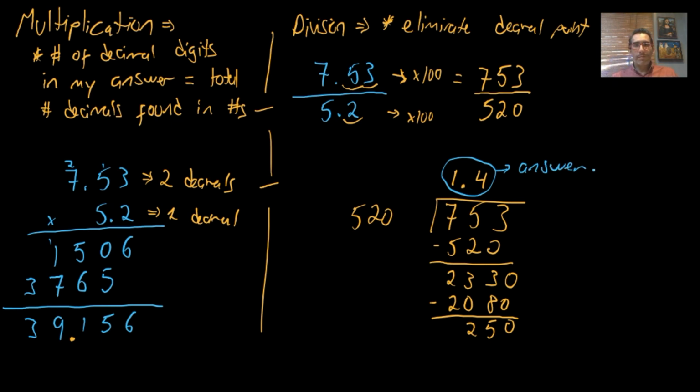Again, you don't need to do anything with the decimal point at this time. The decimal point will go there, that you divide 7.53 divided by 5.2. It's exactly the same as dividing 753 divided by 520. Wherever the decimal point appears, that's it. You don't need to move it or do anything else with that guy, okay?